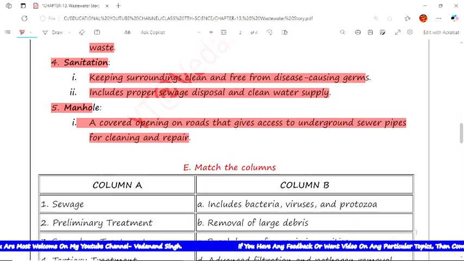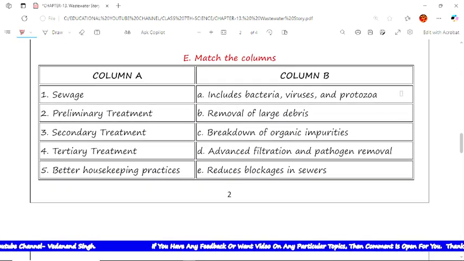Now the next type of question is match the correct options. There are two columns here, column A and column B. In column B I have written the correct answers. So see, the first is sewage.